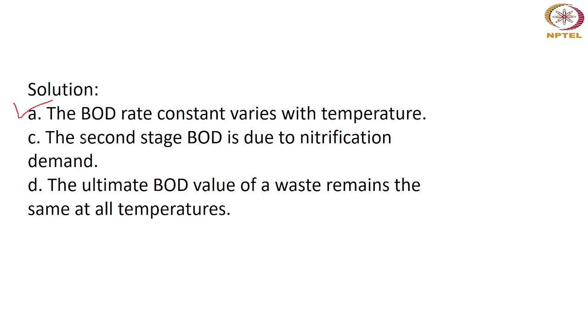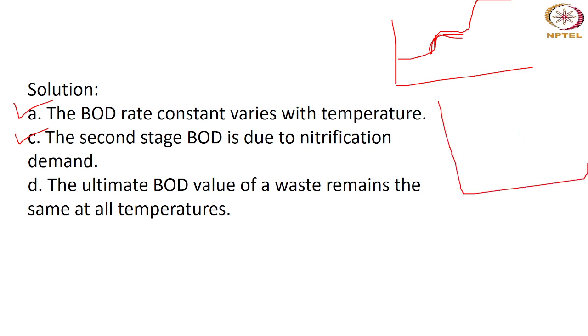right? And C, the second stage of BOD is due to nitrification and demand. That's what I told you. First stage is for organic carbonaceous matter, and then the nitrogenous demand. So C, and then D, ultimate BOD value of a waste remains the same at all temperatures. So BOD 5 value may change, BOD 3 value may change, but whatever the BOD ultimate value is, it will always be the same for all temperatures, because you just have to know the concept behind this, that much organic matter is present inside the water, so it will basically not change.